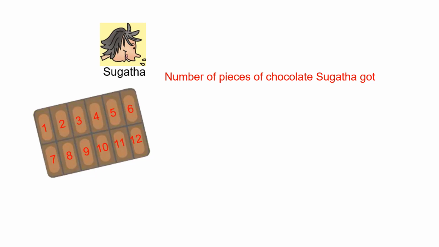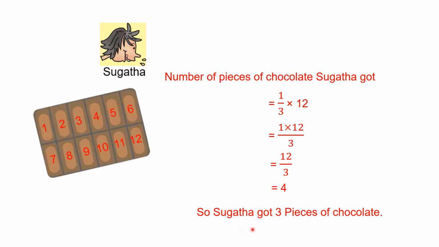Number of pieces of chocolate Sugata got. Sugata got 1/3 of 12 pieces. It equals 1/3 multiplied by 12. Multiply the numerators 1 and 12. 1 into 12 divided by 3. That is 12 by 3. We know that 3 fours are 12. So it equals 4. So Sugata got 4 pieces of chocolate.